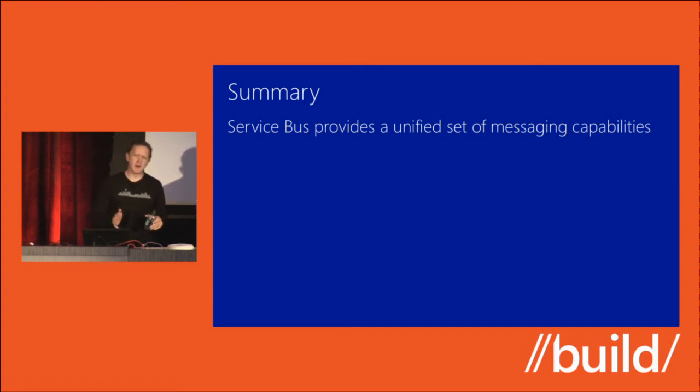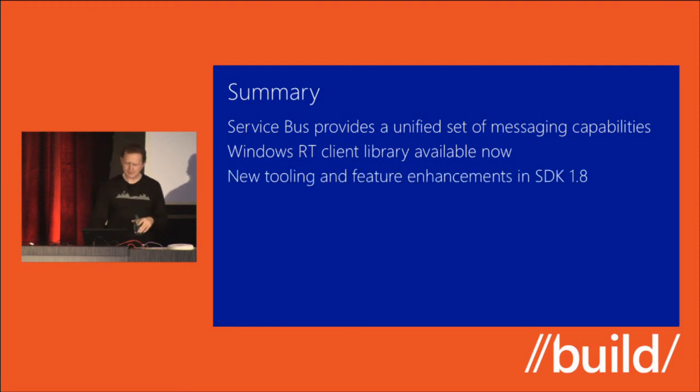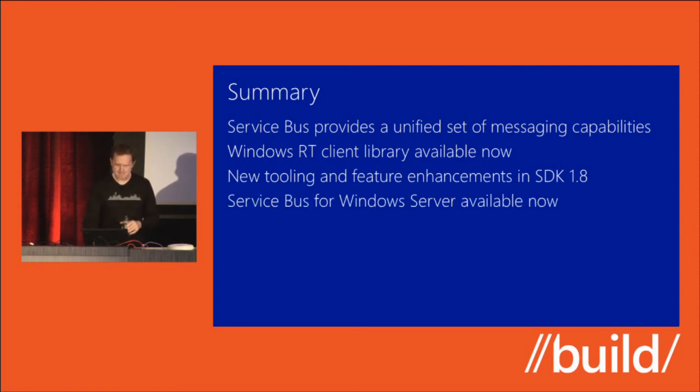So Service Bus provides you with this unified set of messaging capabilities. Direct messaging with the relay, and queuing and publish and subscribe brokered messaging. I showed you the new WinRT client library that's available now, so you can write Service Bus applications for your WinRT devices. For Windows Azure SDK 1.8, we've got a lot of new stuff. There's the new Visual Studio tooling, and also the new features of the API.